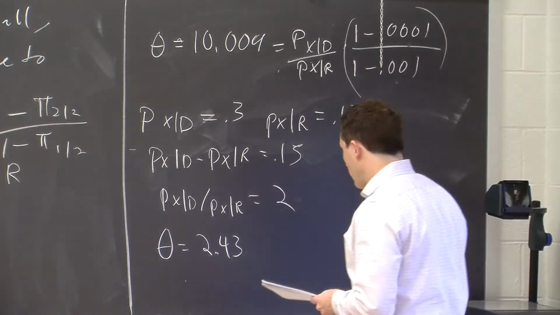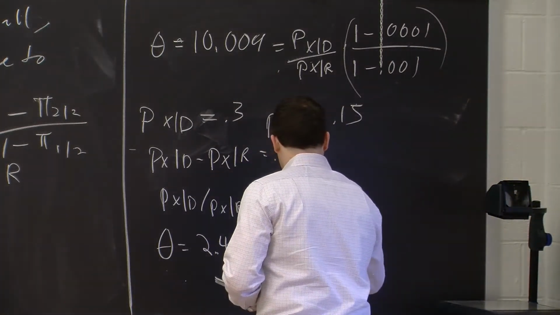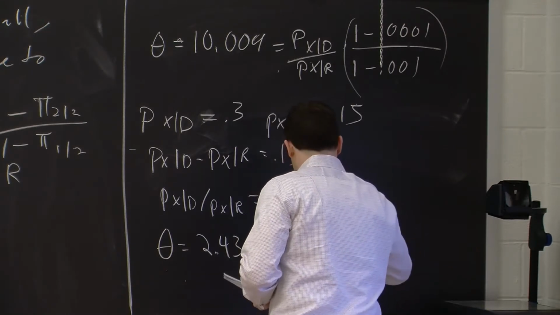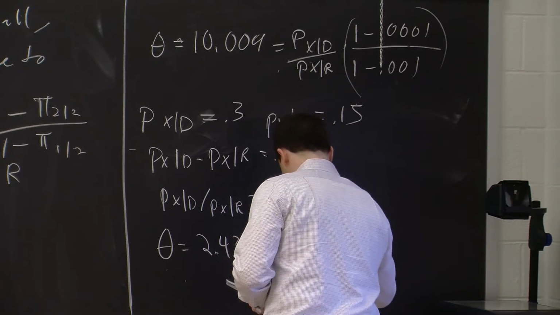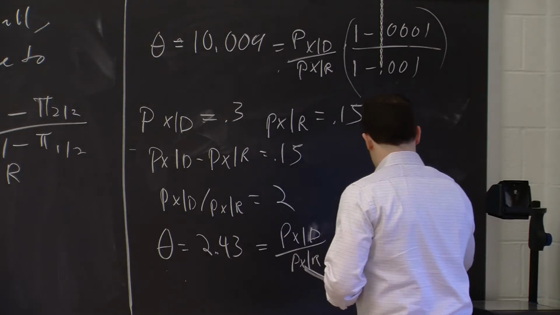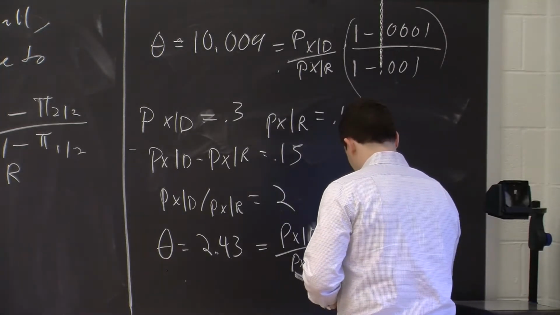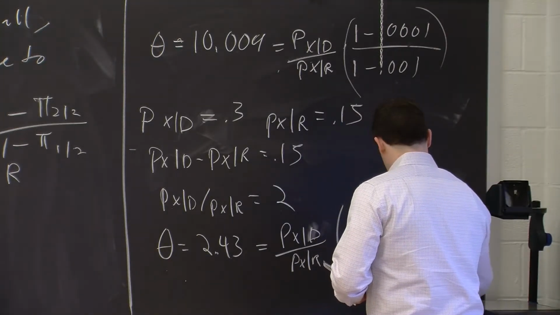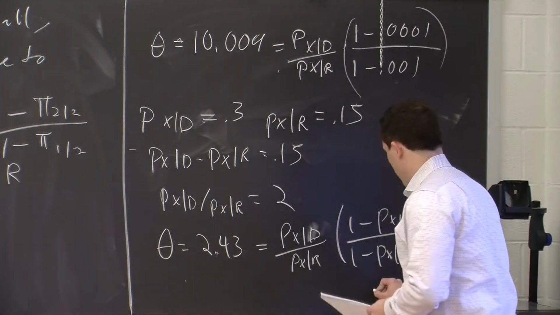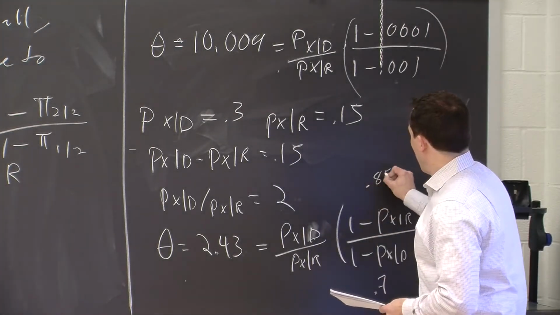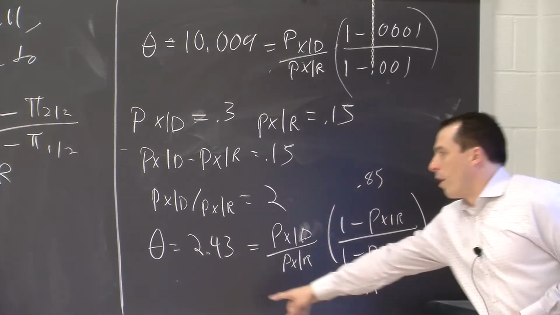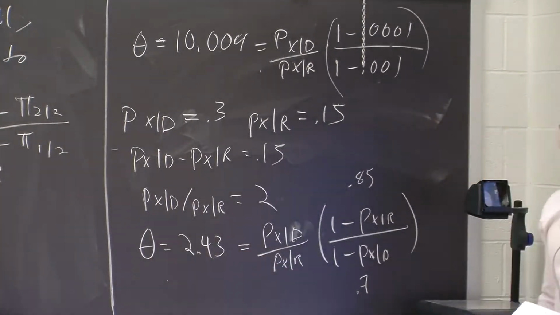Okay, so that's equal to the relative risk times this ratio, 1 minus P(X given D). And here this is now going to be 0.85 over 0.7, which is different enough from 1 to multiply 2 up to 2.43.